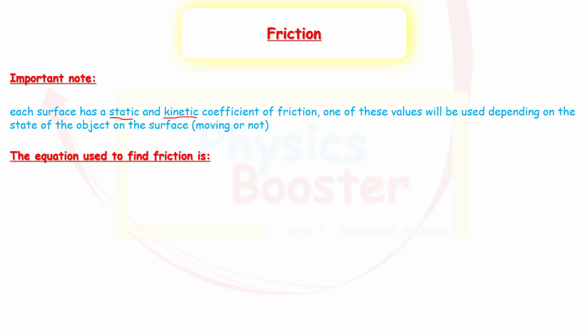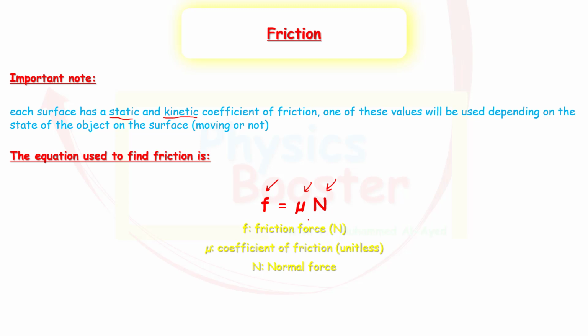We've been talking a lot about friction, but the equation is very straightforward. Friction force, we normally use the small f, is simply mu multiplied by the normal force. Okay, but which mu should we use? Should we use the static or the kinetic? Again, we could go back to our note here.